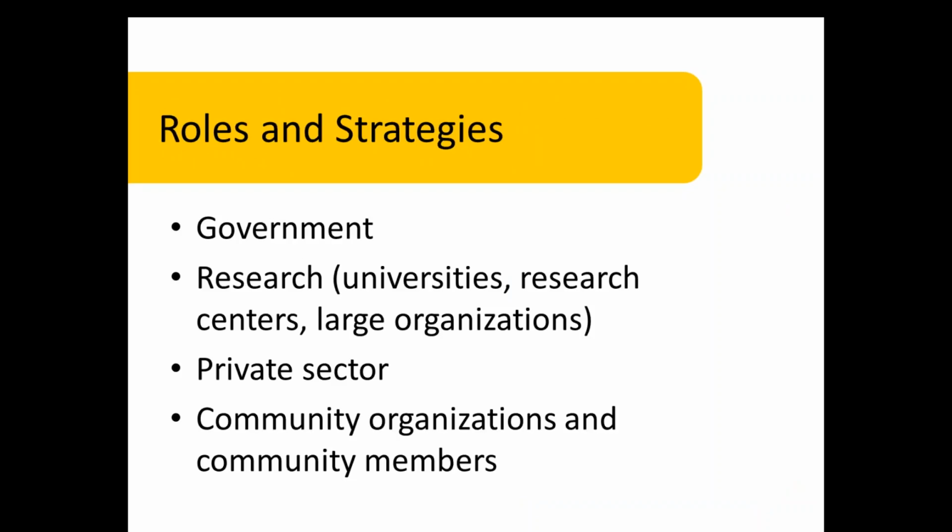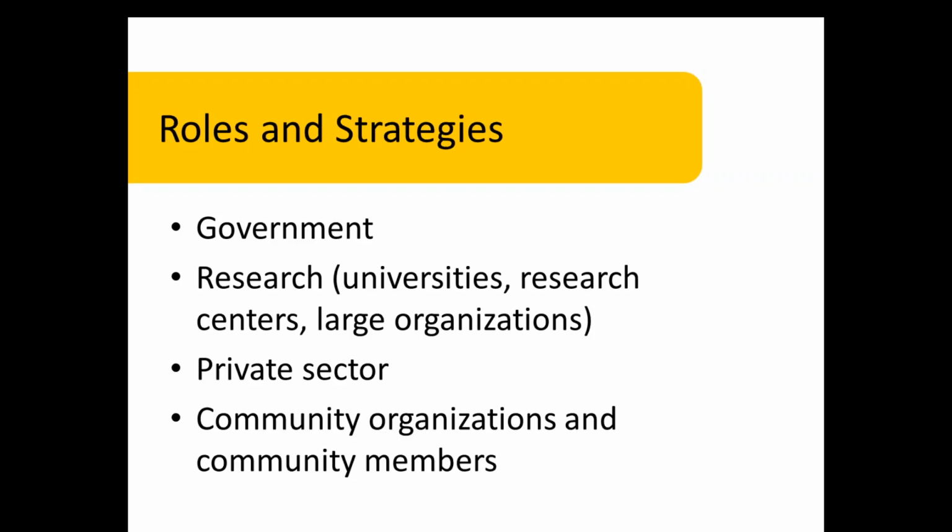So the majority of the report dives into strategies and roles of different groups to make data more accessible and more usable for Safe Routes to School. We've included four groups of people. First being government, the second being research, and this includes universities, independent research centers, and other large organizations, then private sector, and then community organizations and community members. I'm going to go into each of these to talk about opportunities for partnerships between different groups in Safe Routes to School, practitioners, and advocates.